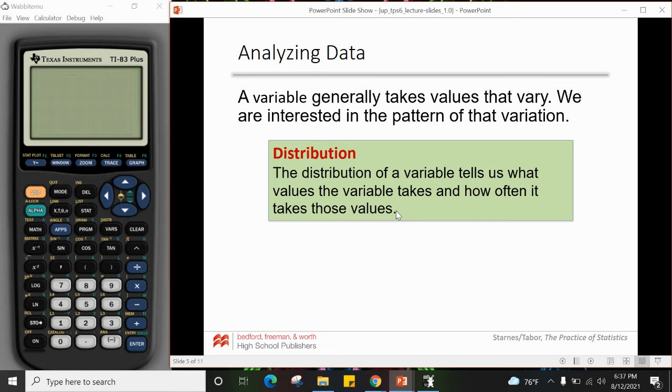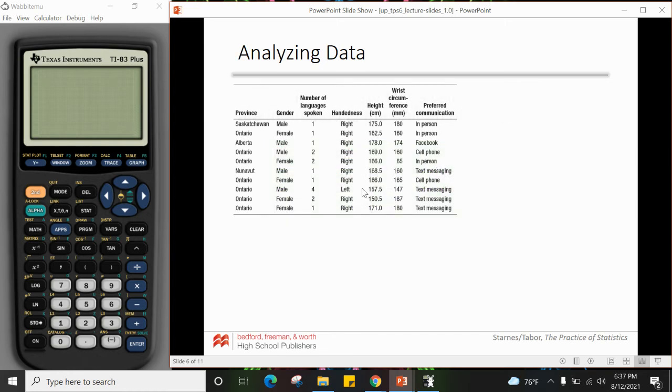And when you look at a big group of that variation, we call it the distribution. The distribution of a variable tells us what values the variable takes and how often those values occur. So not just the range of values, but also what is more likely to happen. Maybe there's a lot of people that have 2 siblings and only a few that have 5 or 6.